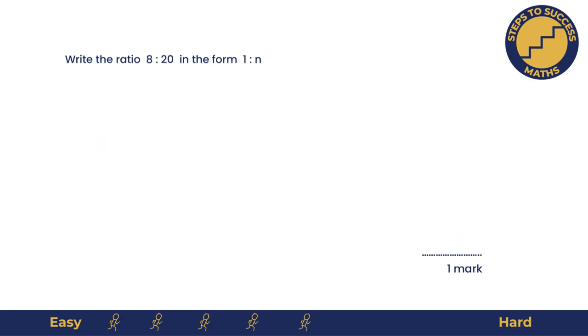Write the ratio 8 to 20 in the form 1 to n. So 8 to 20 and then underneath 1 to and leave it blank. How do you get from the 8 to the 1? Well, you need to divide by 8. So we need to do 20 divided by 8. So 8 goes into 20, 8, 16, so that's 2, and then there'd be 4 left over, and 4 out of 8 is a half, so 2.5, 1 to 2.5.